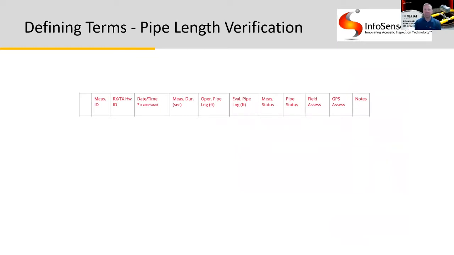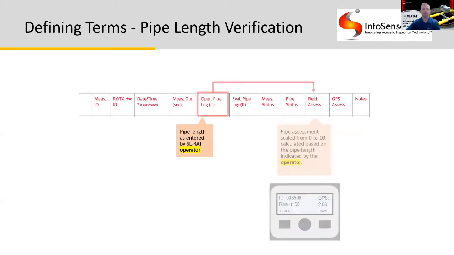Here is an example of the data you will see in your SLDog portal. I will go over the definitions of these terms that are relevant to verifying the field operator's input. When you initiate a test on the SLRAT, the operator is prompted to enter the length of the pipe being tested. This is called the operator pipe length in the SLDog. Based on this input, a score is generated. This is what the operator sees on the device at the end of the test. This is called the field assessed score.